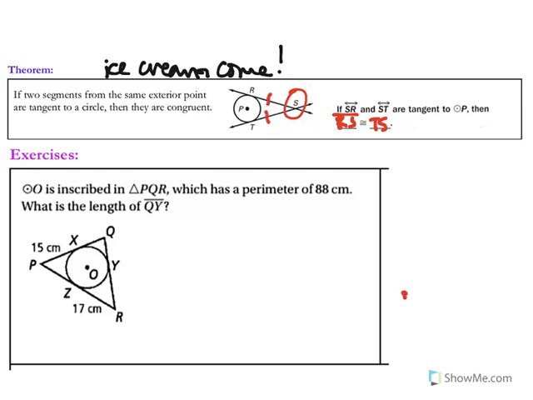There we go. All right. Okay, so let's do a couple examples using that concept. So O is inscribed.